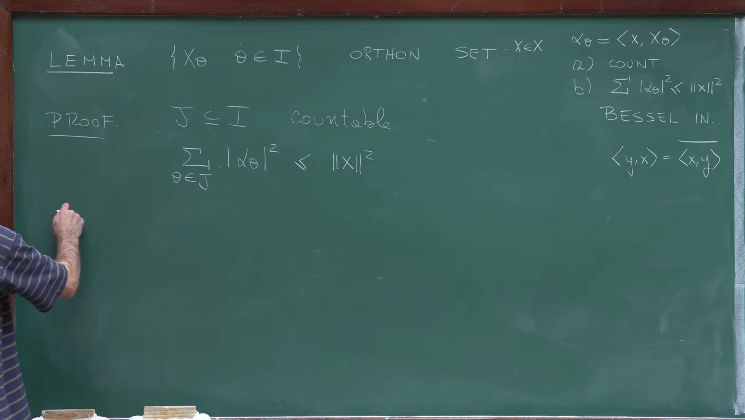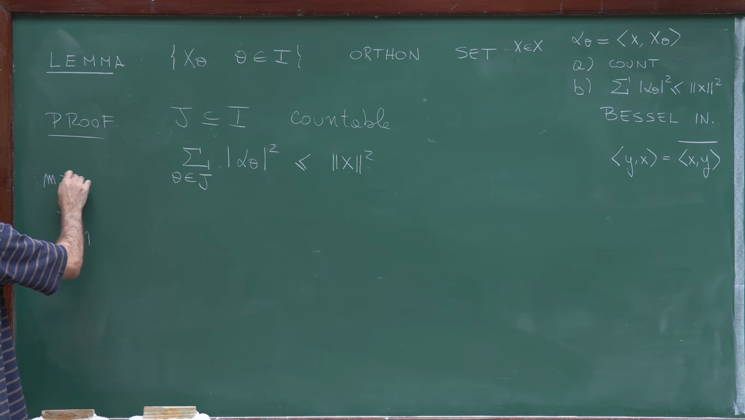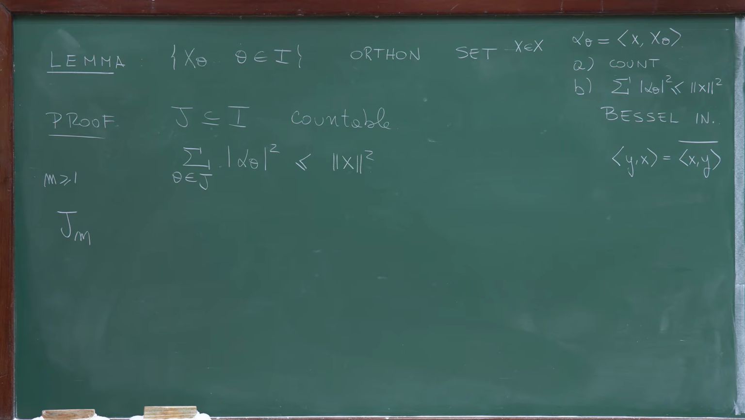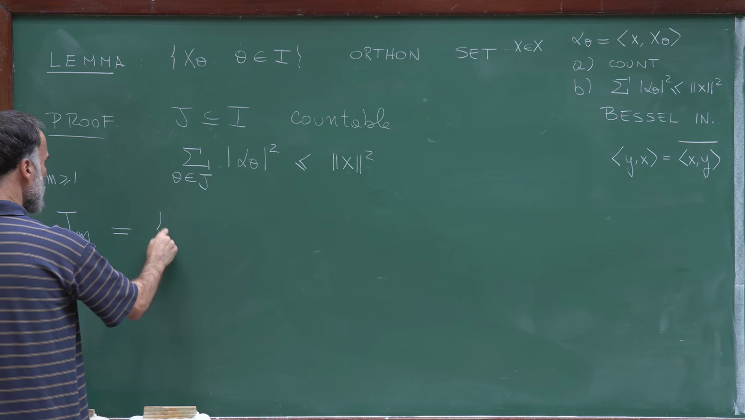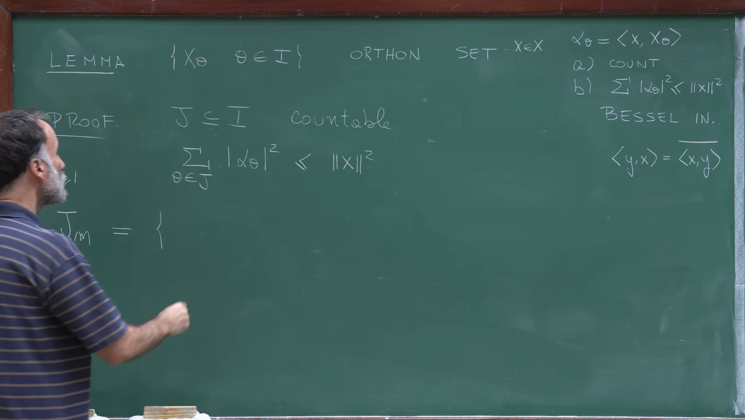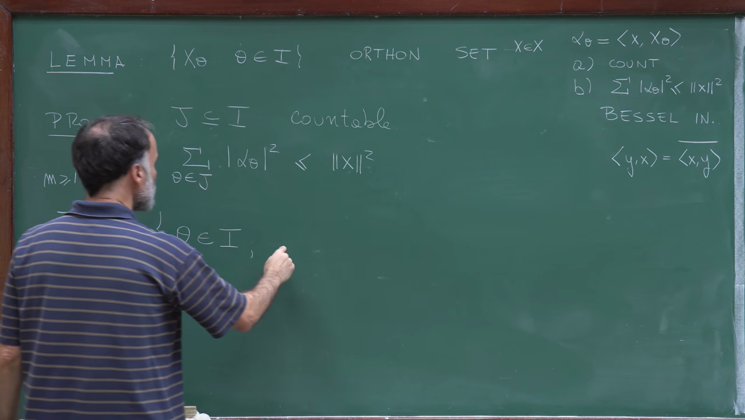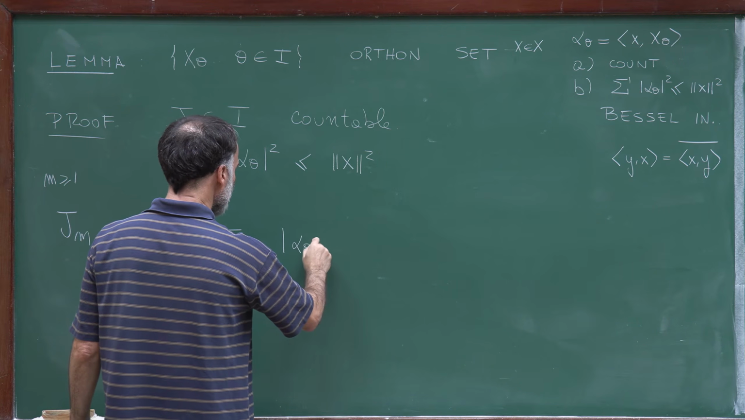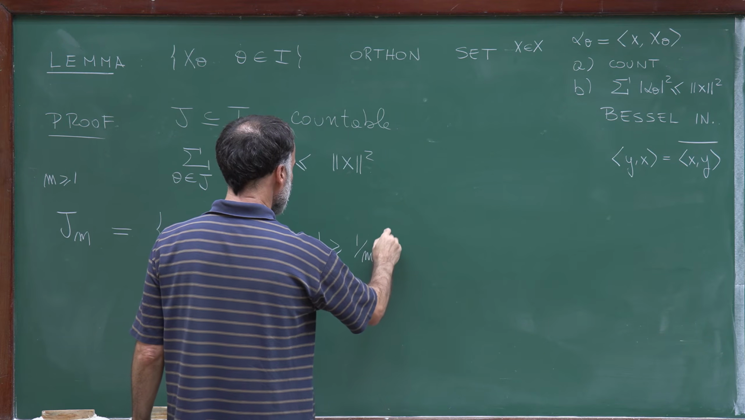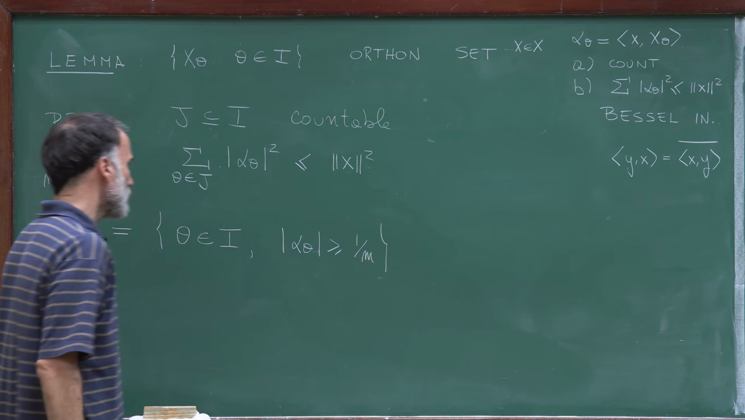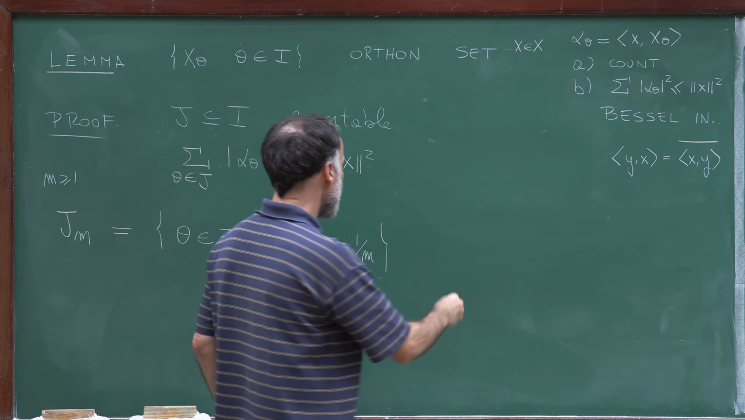Now let me fix an integer m larger than 1, and let me call J m the set of all theta in I such that the absolute value of alpha theta is larger than 1 over m. Well, I claim that this set is finite.